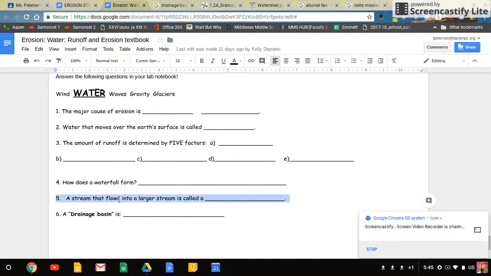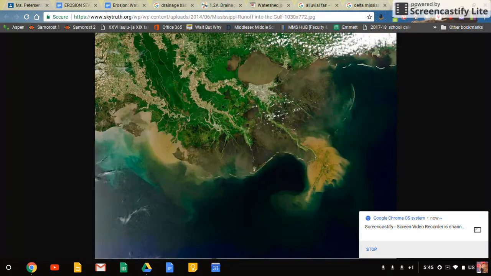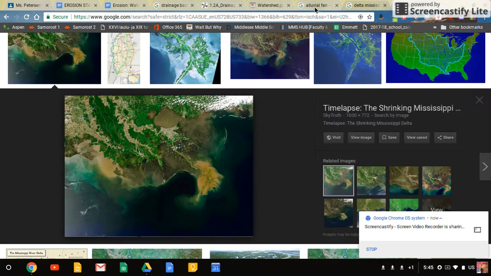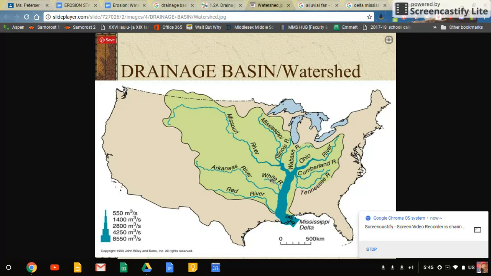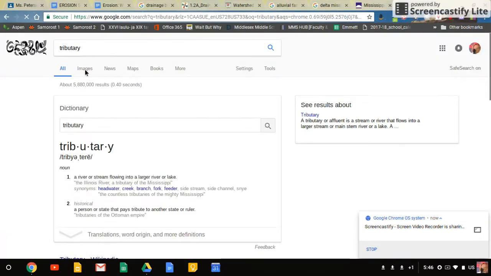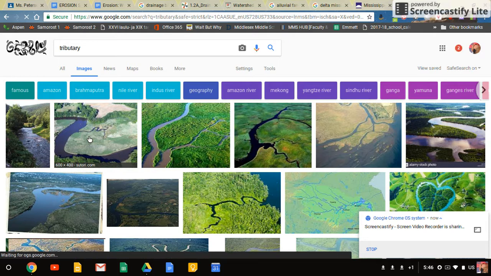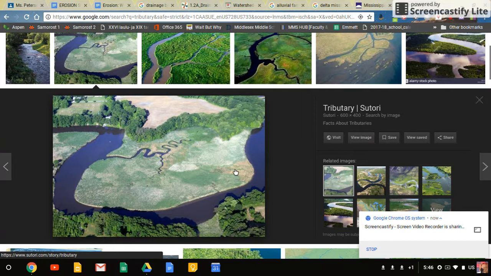A stream that flows into a larger stream is called a tributary. And I actually found a picture of a tributary for you. Actually, there's a good picture of the Mississippi River here. And all these other rivers that feed into the Mississippi are tributaries of the Mississippi River. There's a Google image. I'm going to look it up again. I like this one. So you can really see the tiny little river feeding into the larger river.